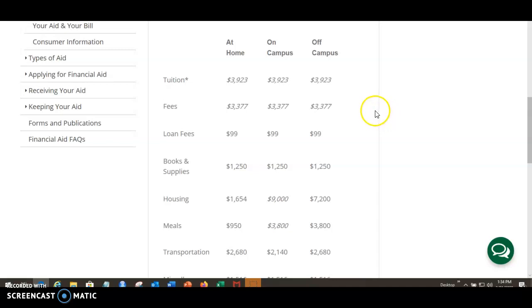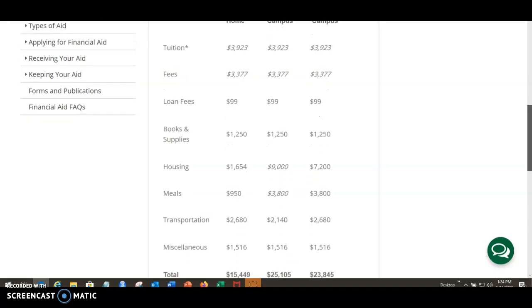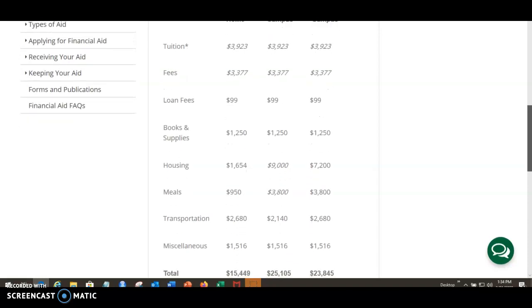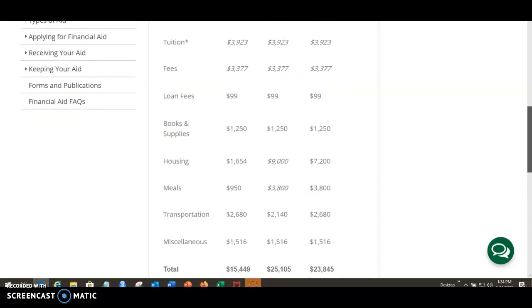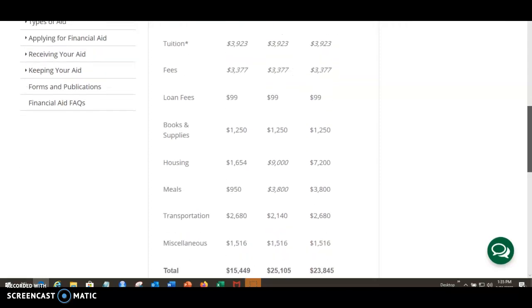And obviously, if something were to change, if you weren't going to live with your parents anymore, you're going to get an apartment, then you would want to go to the financial aid office of that school, and they're probably going to ask you to redo the FAFSA. But notice here, the tuition and the fees, the loan fees, if any, and the books and supplies are all the same. Okay, they're all the same.